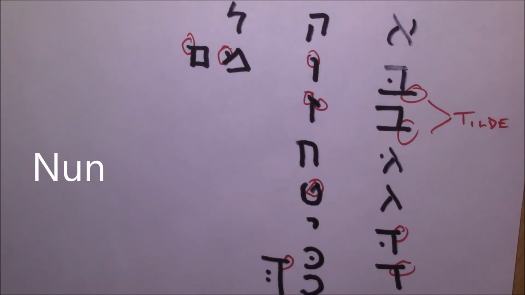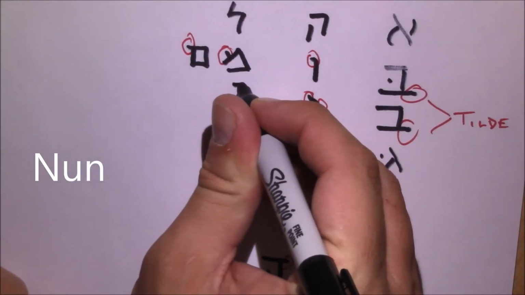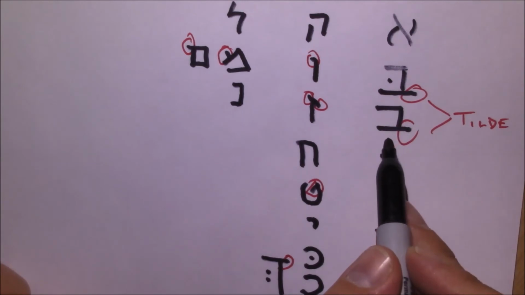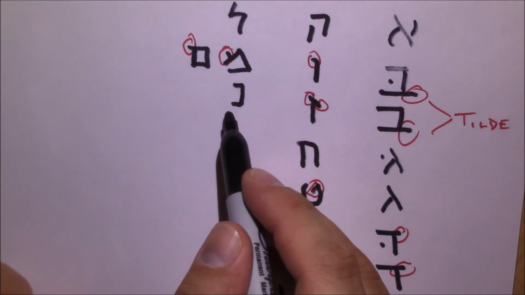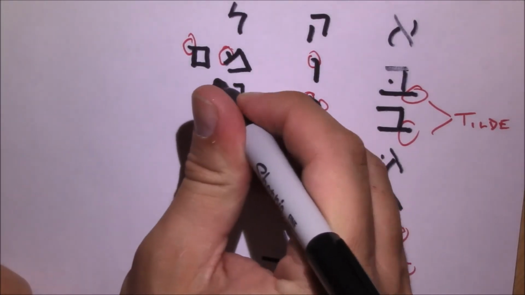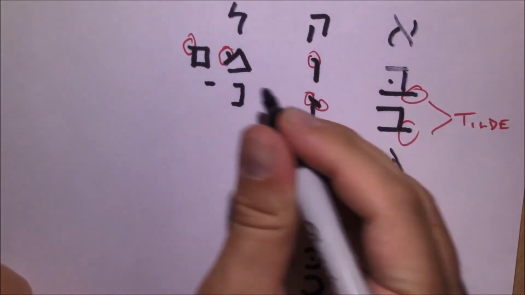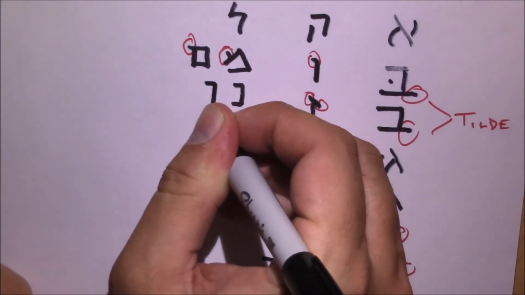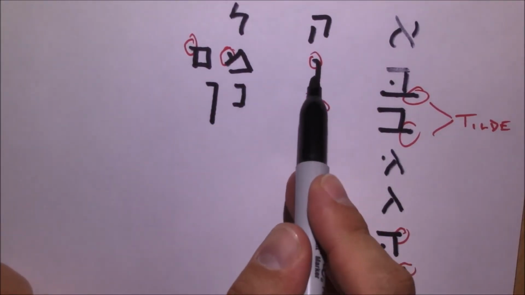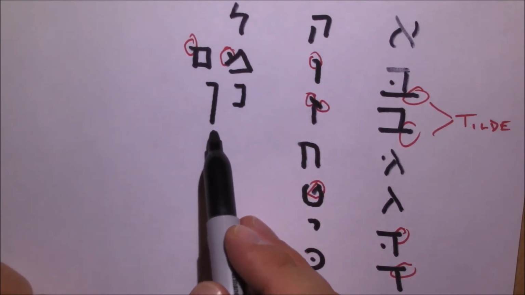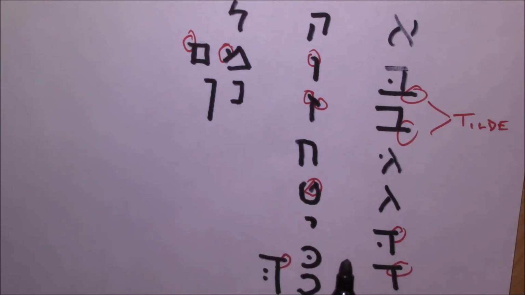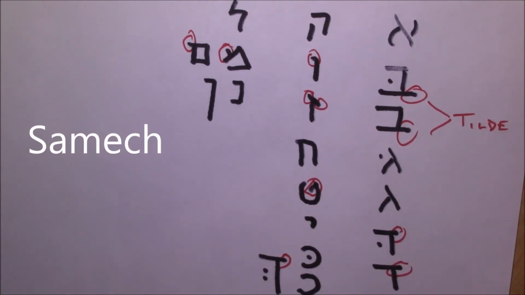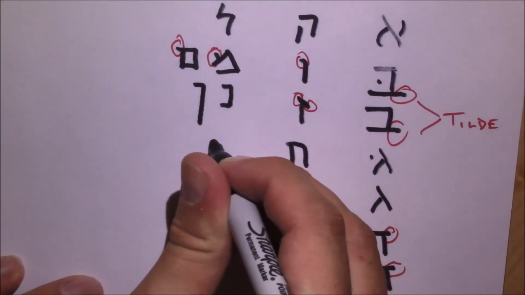After mem, we have noon, which sort of looks like a bet, but notice it's thinner and has no tilde. This is our N sound, n. It also has a final form, a line across, short line across, and then a line down below the line. Now notice here this could be easily confused with vav, except it's longer and it's got a little bit of a sharper tilde up here at the top. After noon, we have our samech, and samech is our first S sound.